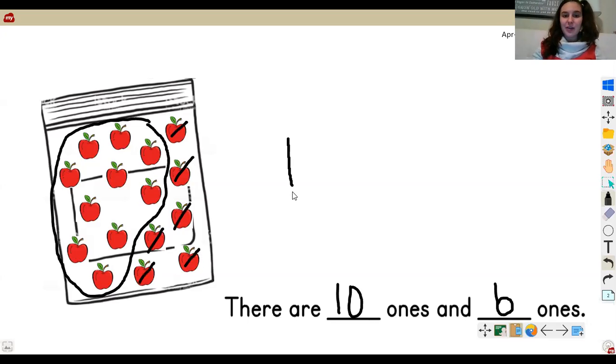So now I know that I have 16 apples. So again, 10 and 6 more make 16. Okay, scholars, let's keep going.